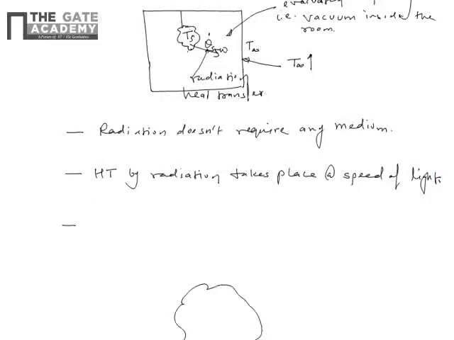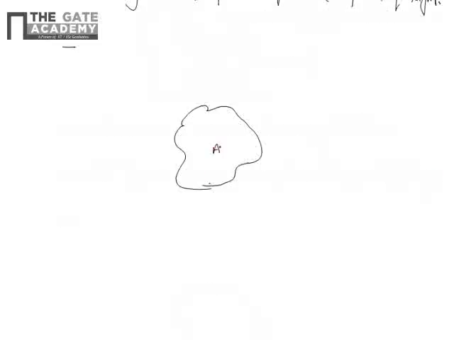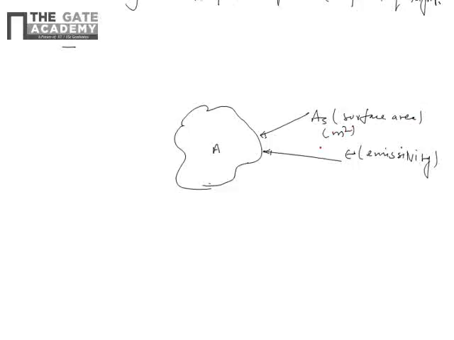Let us consider a body A whose surface area is S and its emissivity is epsilon. Emissivity is a surface property which we will discuss in detail in a further chapter. S is the surface area. It has unit meter square. Emissivity is a non-dimensional number. And let's say its surface temperature is Ts.